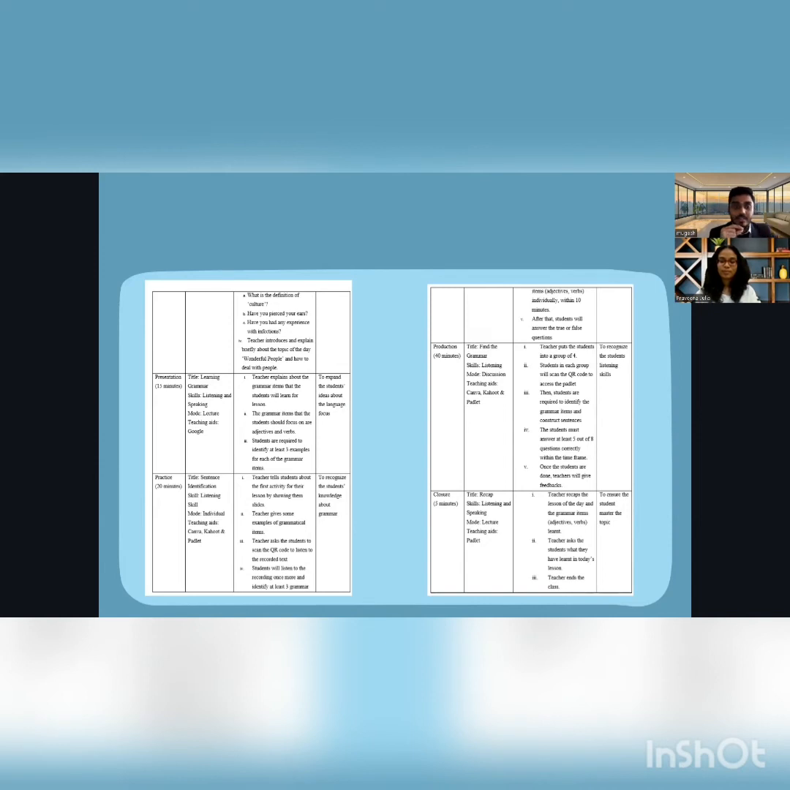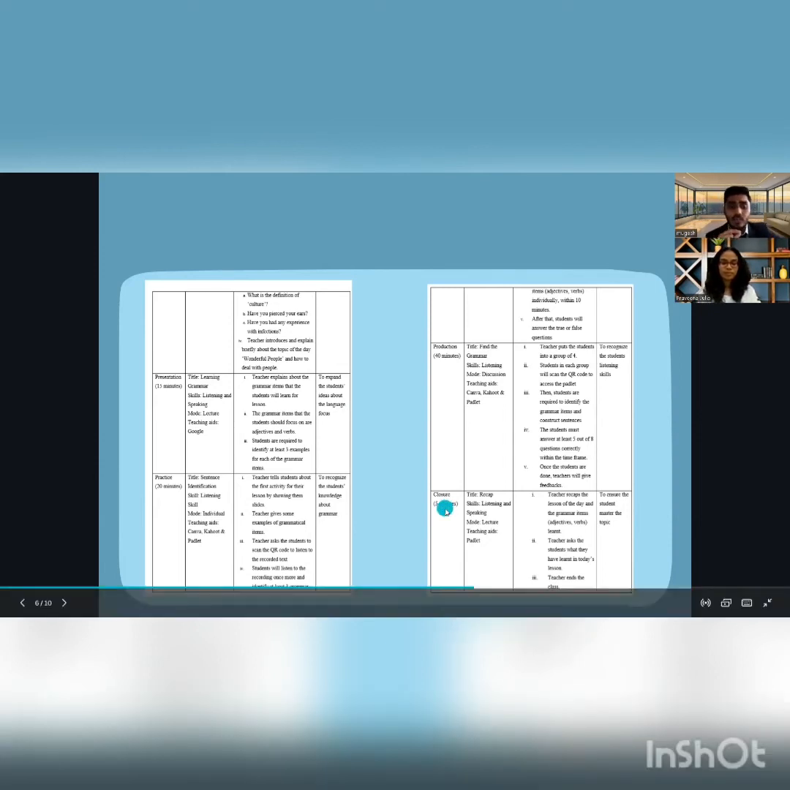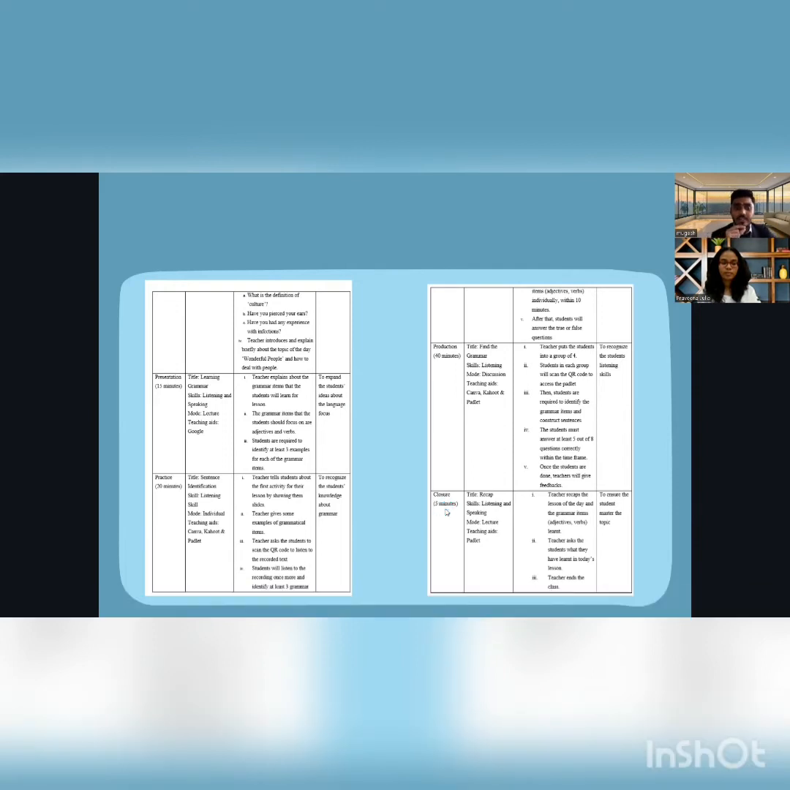The skills required are listening and speaking skills, and the teaching aid is Google. The teacher will explain the grammatical items that the students will learn for the lesson, and the grammatical items they will focus on for the day will be adjectives and verbs. The students are required to identify 3 examples for each of the grammatical items. This is to expand the students' ideas and focus about their language.